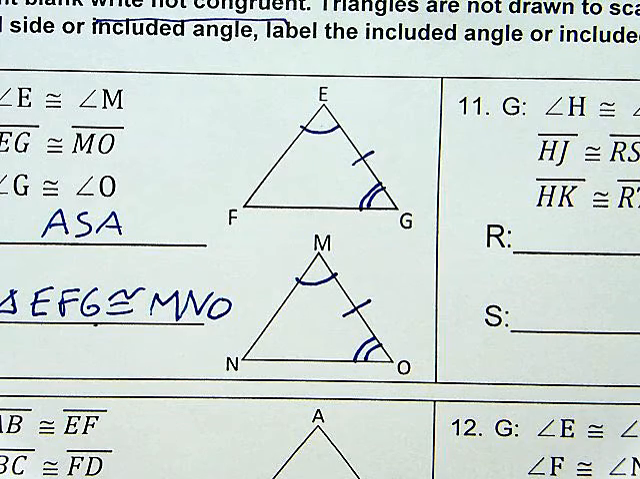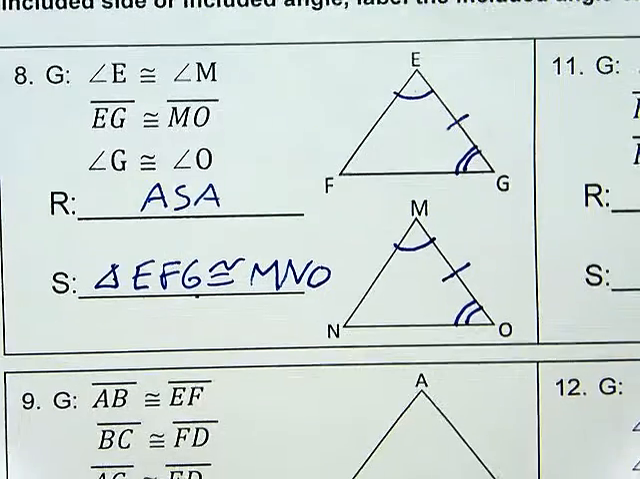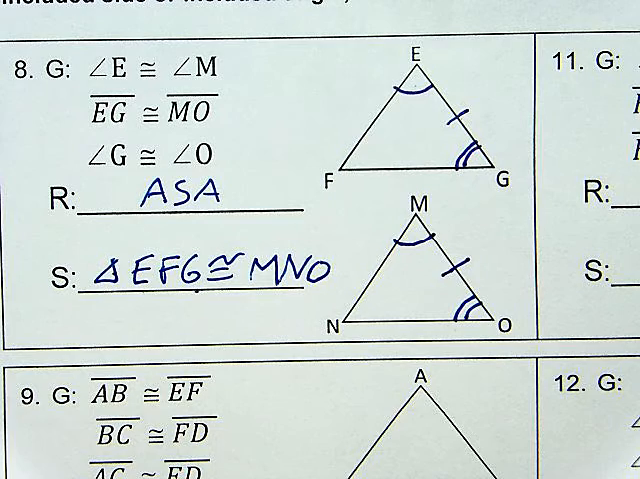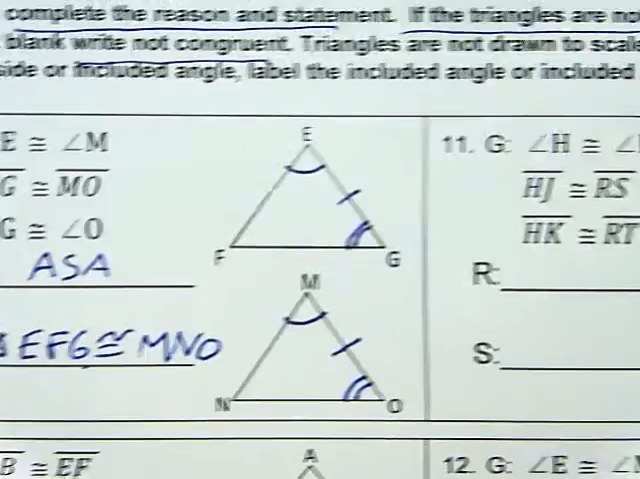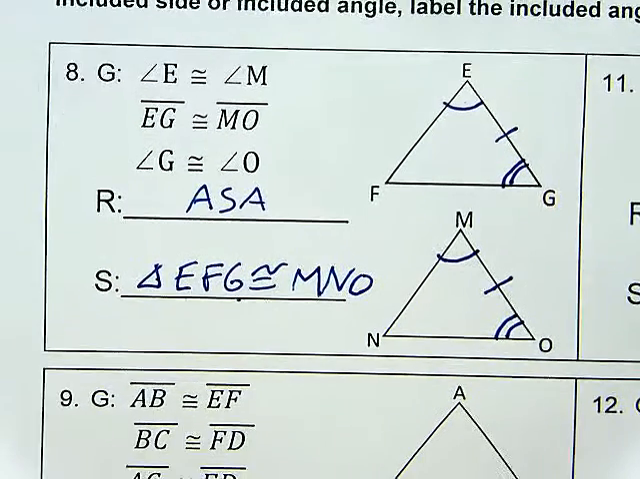Okay, now I actually ended that last lecture a bit prematurely because there was one other thing I was supposed to do that I forgot. Okay, the instructions say that if there is an included side or included angle, I have to label it.